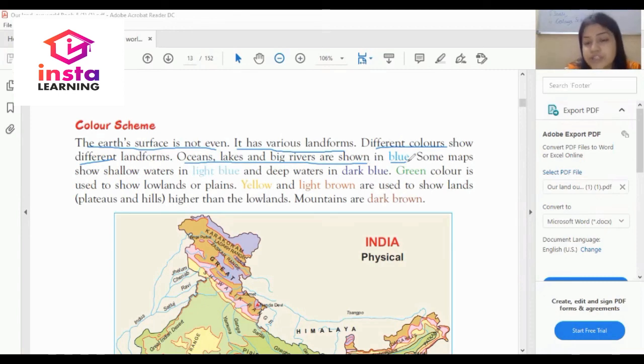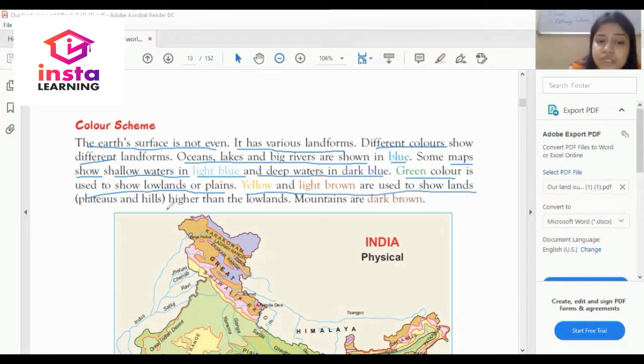So water bodies को हम कैसे दिखाएंगे? Blue color से दिखाएंगे. Some maps show shallow water in light blue and deep water in dark blue. Green color is used to show lowland or plains. Yellow and light brown are used to show land, plateaus, hills higher than lowland. Mountains are represented in dark brown color.